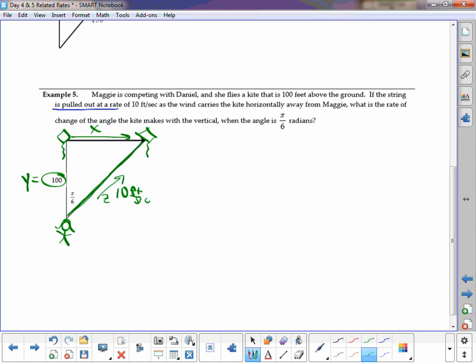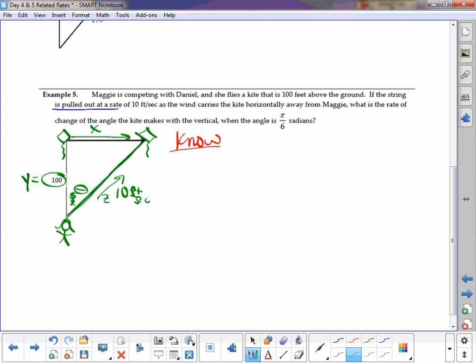Okay. Now, I particularly don't like that they went ahead and put the pi over 6 in here, because it's not a constant angle of pi over 6. That's the moment that we're looking at. So I'm just going to scribble that out so we don't get confused with it. And I'm going to call theta that angle that it makes with the vertical. Okay, so let's take a look at what we know.